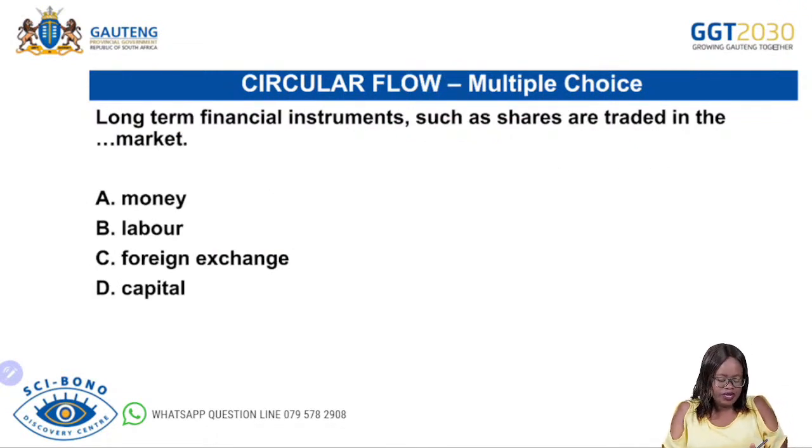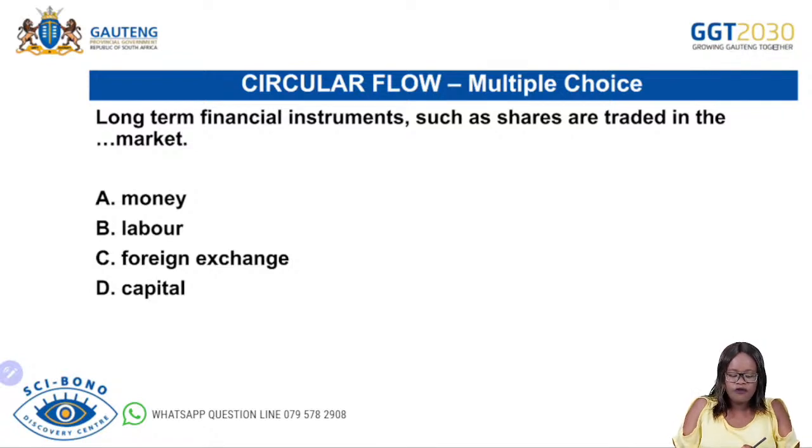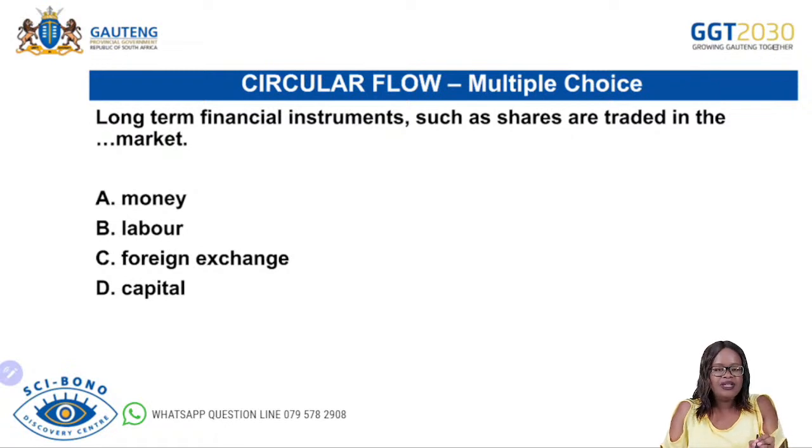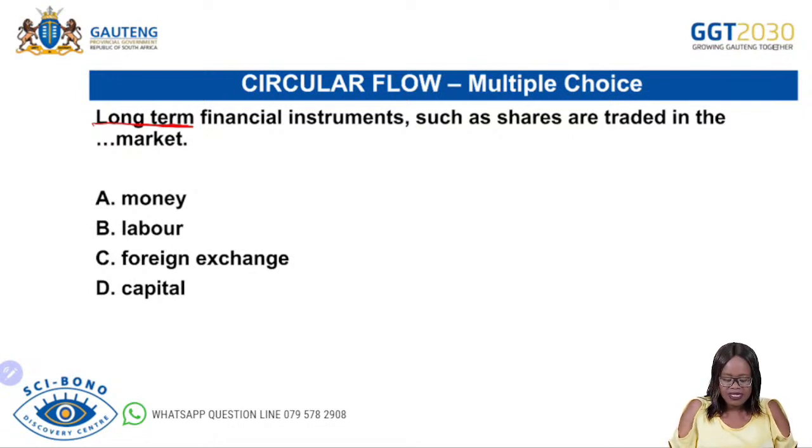And then we go to the next question, and that reads as follows. Long-term financial instruments such as shares are traded in which market? Because we are talking about long-term financial instruments, we are obviously referring to capital. Therefore, shares are traded in the capital market, and our answer is going to be option D.